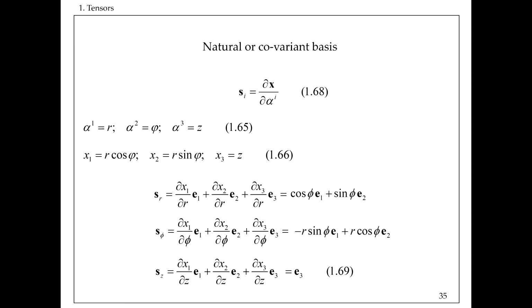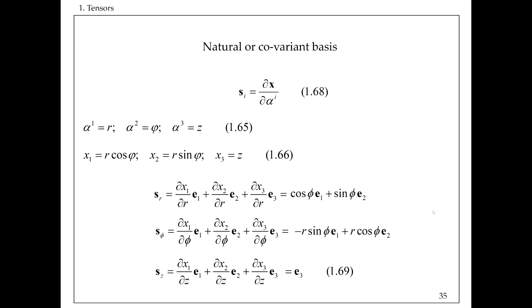Okay, so we defined these natural or covariant bases in general, in 168, and then we specified that for the cylindrical coordinate system. So this results in these three basis vectors for 169. So we can use these new basis vectors to define our tensors.